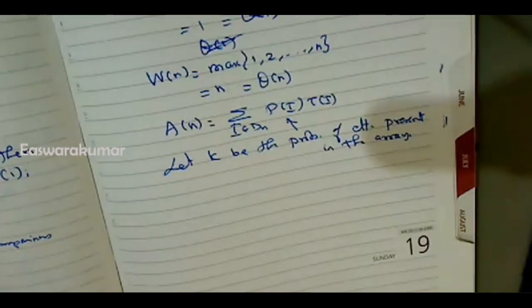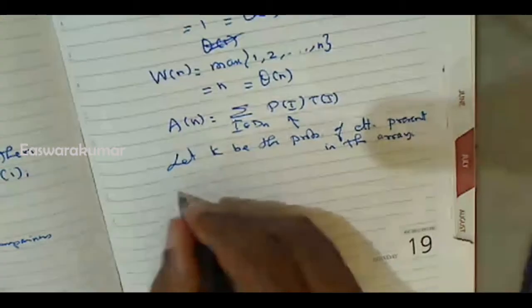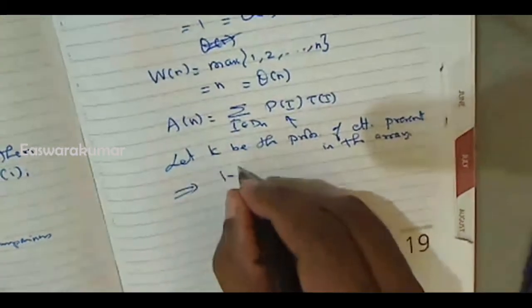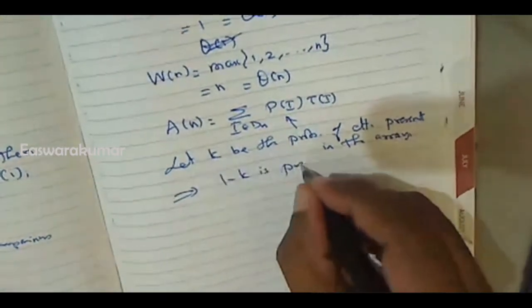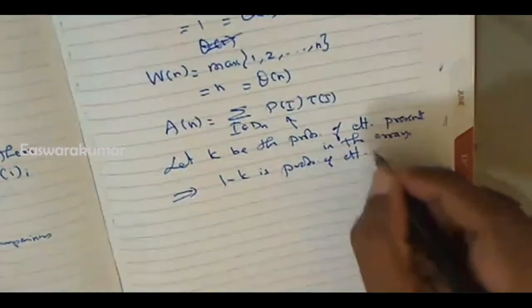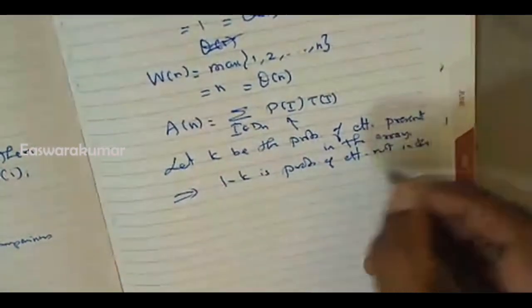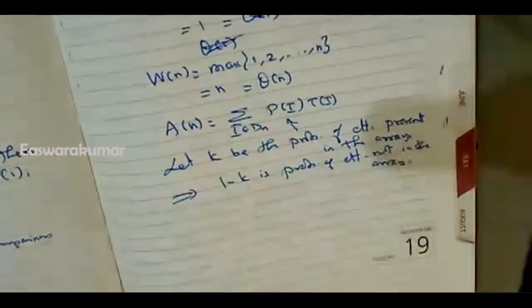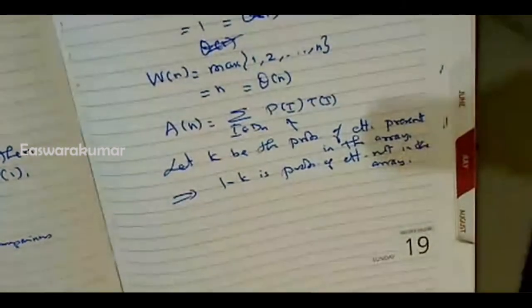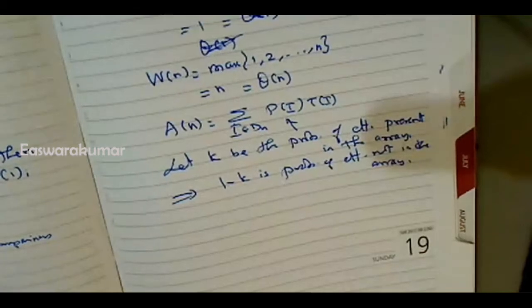If K is the probability of element present in the array, what is the probability of element not present in the array? Yes, 1 minus K. So 1 minus K is the probability of element not in the array. Actually what we want is the average probability, not the probability of element in the array.